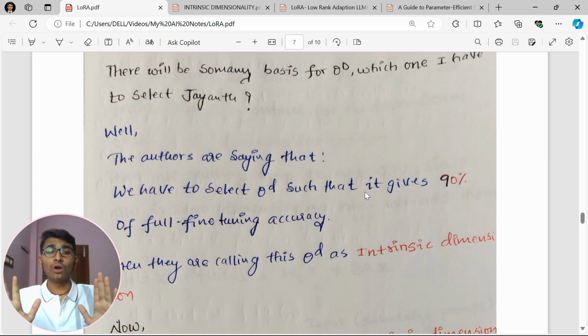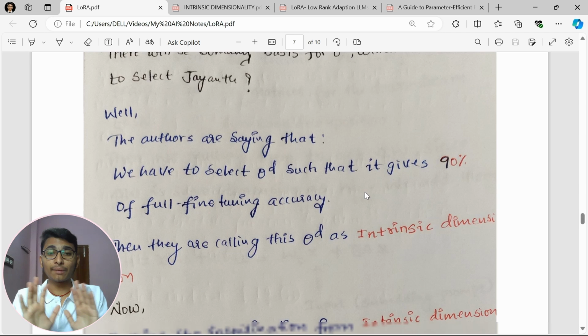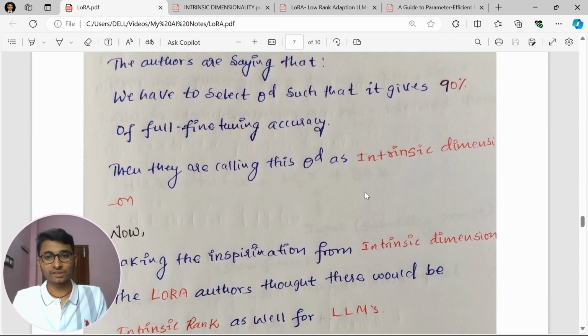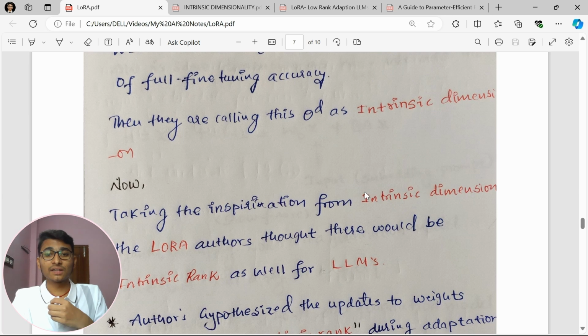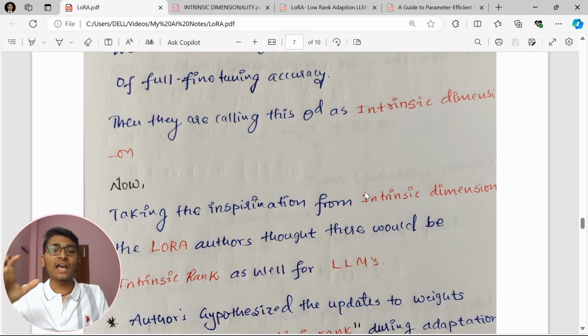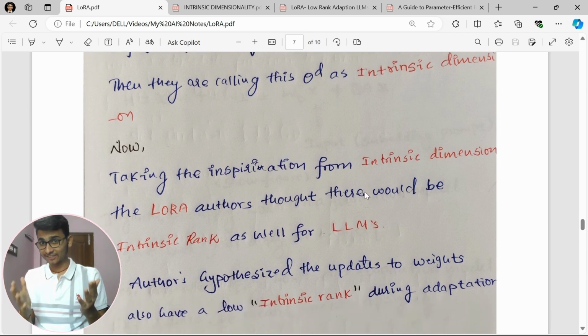We don't need to optimize all the 175 billion parameter weights that we got from this. Now the LoRA authors, inspired by this, said that large language models would have an intrinsic rank as well. Okay, first let's understand what intrinsic rank is, then we will connect the dots between intrinsic dimension and intrinsic rank. Okay, so now please see me.